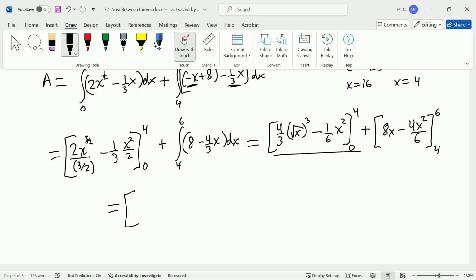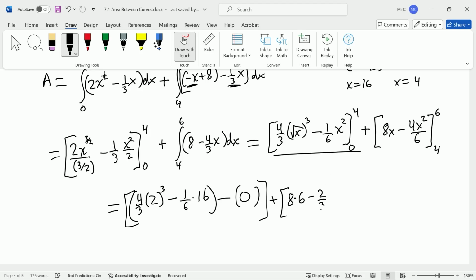Okay, so this first evaluation, I plug in 4, that's 4/3, times the square root of 4, which is 2 cubed, minus 1/6 times 4 squared, that's 16, minus, and then I plug in 0 to both functions, so I get 0, plus 8 times 6 minus 2/3 times 6 squared, minus 8 times 4 minus 2/3 times 4 squared.